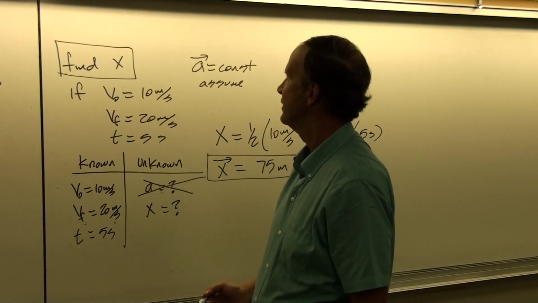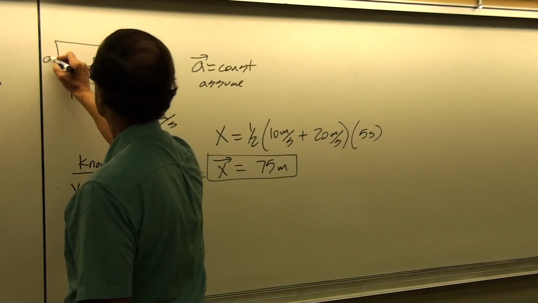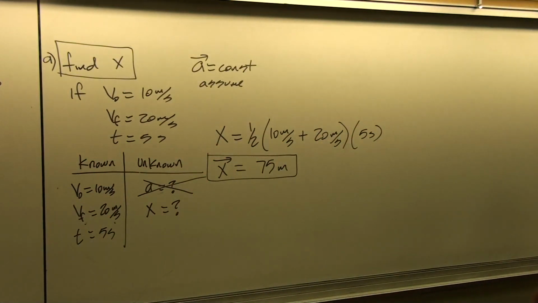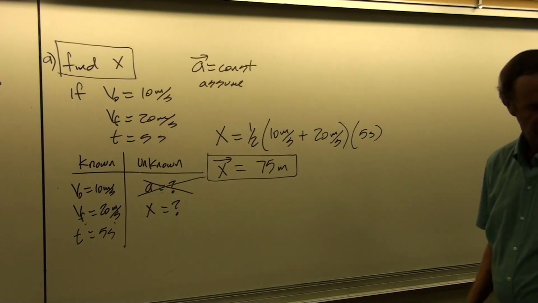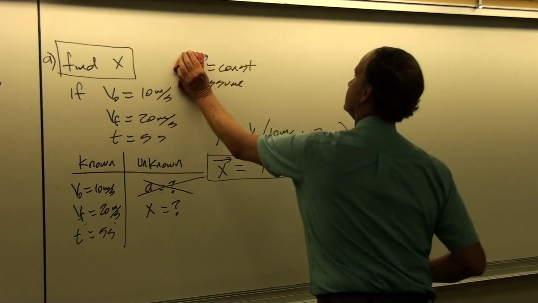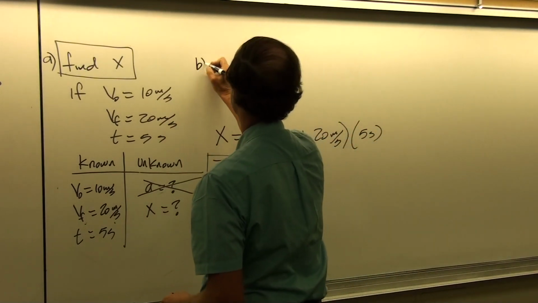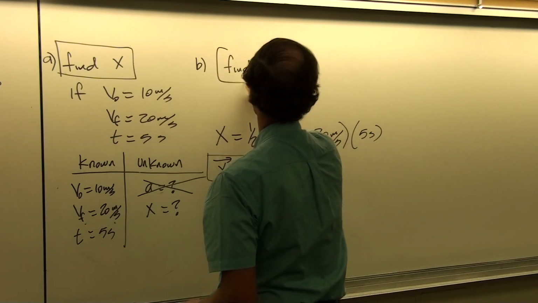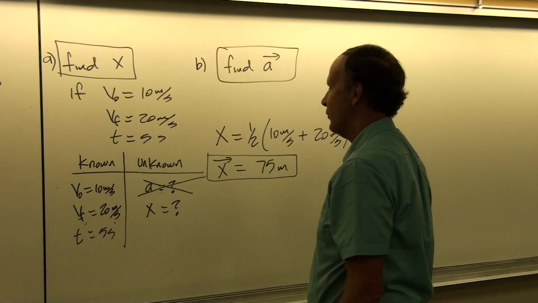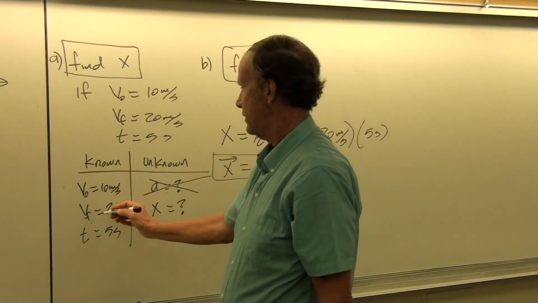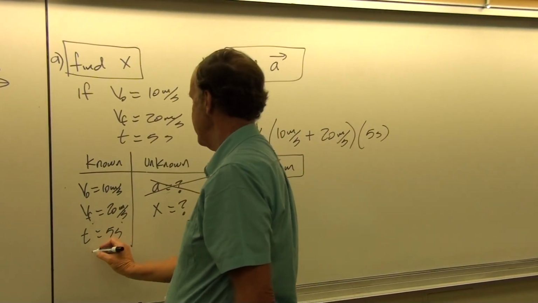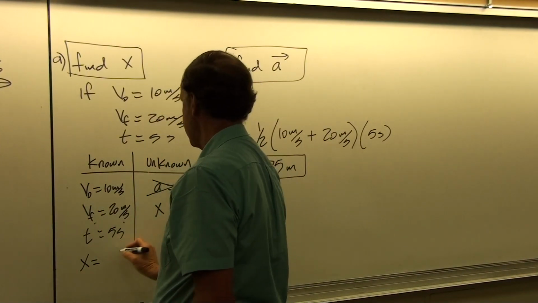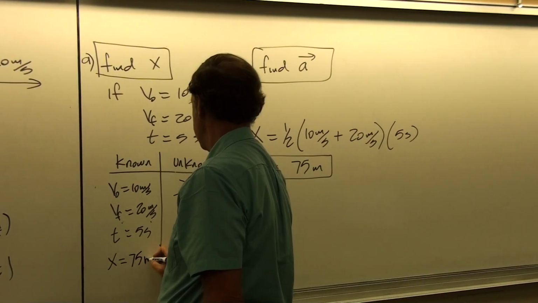So that's how far we would move then in 5 seconds under the influence of this constant acceleration. Okay, and so now let's say that we do want the acceleration. Now that we found the displacement in part B, let's also find the acceleration. How would we do that? Well, now in our known-unknown column, we can proudly put the x displacement as a known quantity, 75 meters.